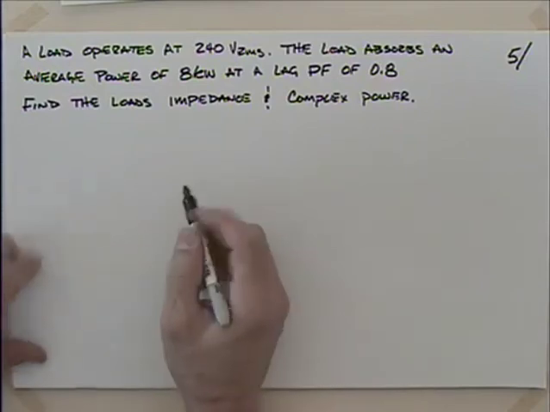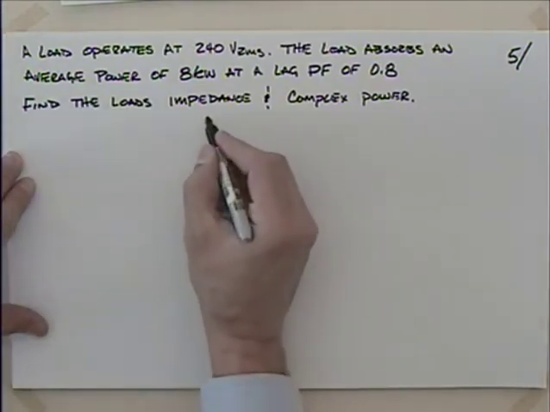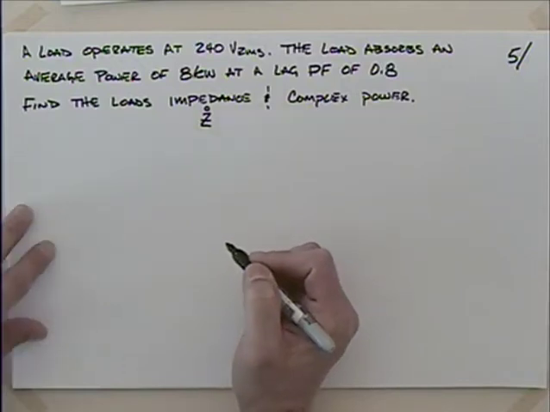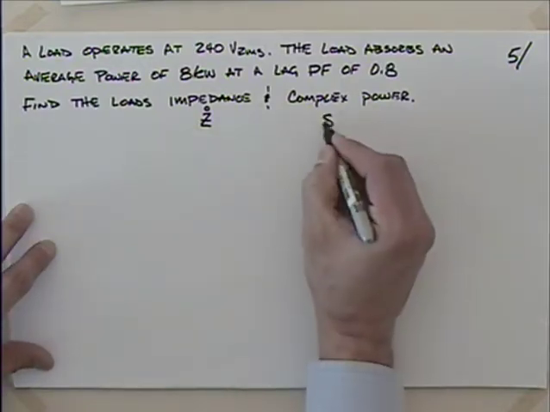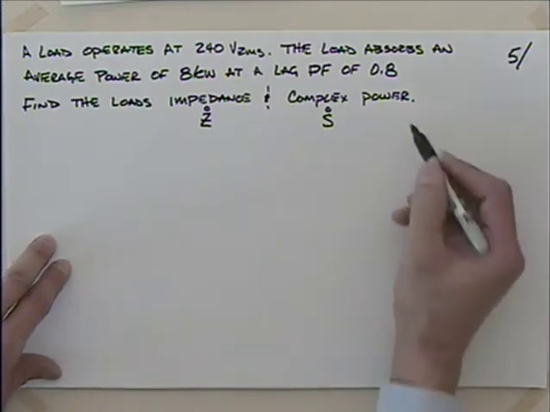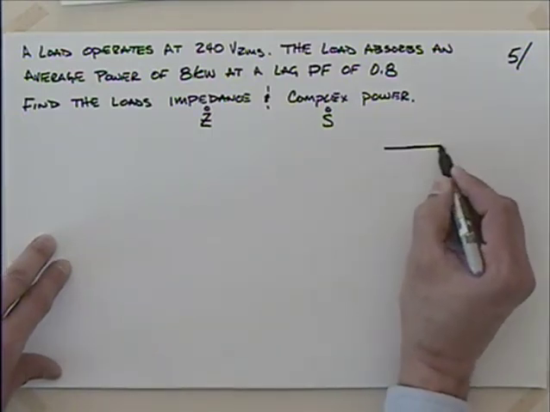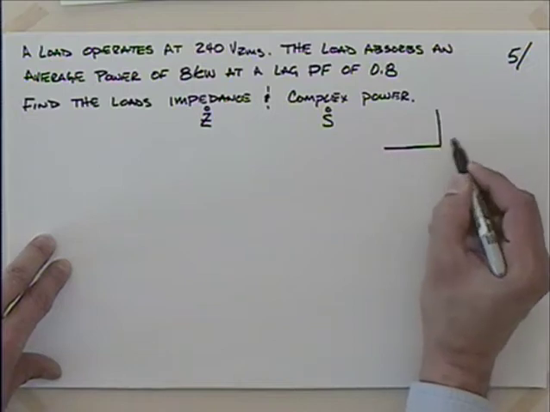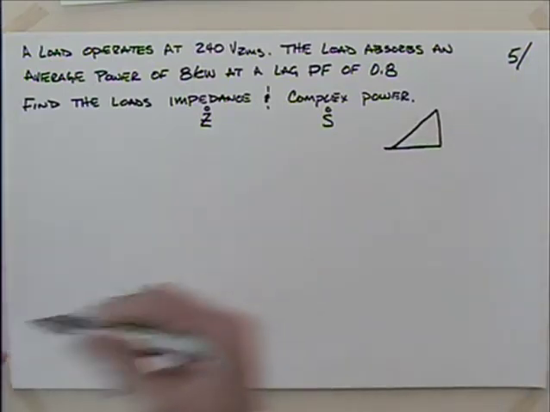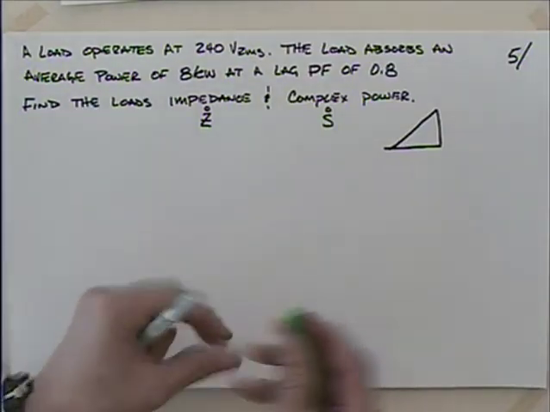So we'd like to find the impedance. What's that? That's Z, isn't it? And we'd like to find the complex power. We know that that's actually S. Okay, well, speaking of power, I could look at a power triangle. And if this is, that's not a very clean triangle. Let's clean that up a little bit.